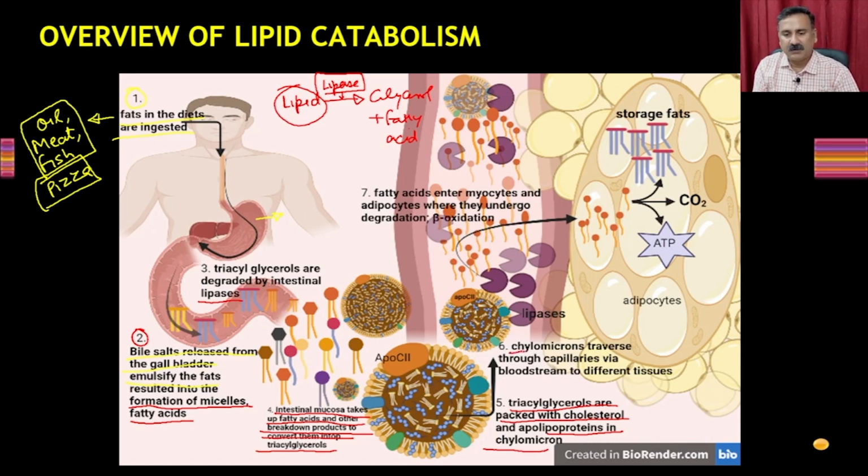And then in step number 6, the chylomicrons are transferred through the capillaries via the bloodstream to the different tissues. So chylomicrons will transport in the blood, and they are going to go to the different organs. Then in step number 7, the fatty acids enter the myocytes and adipocytes, where they will undergo oxidation, that is, beta oxidation.